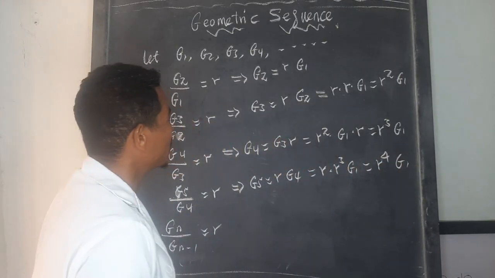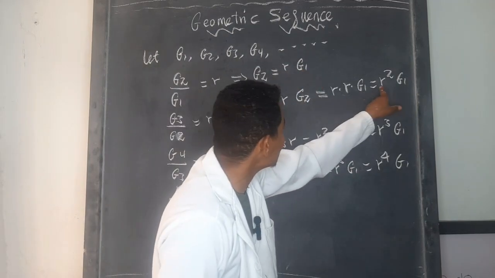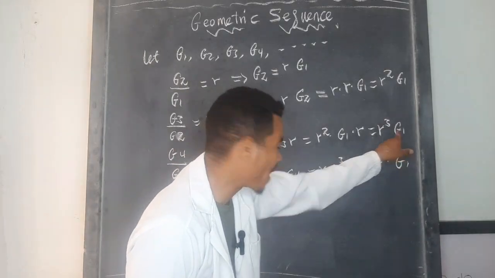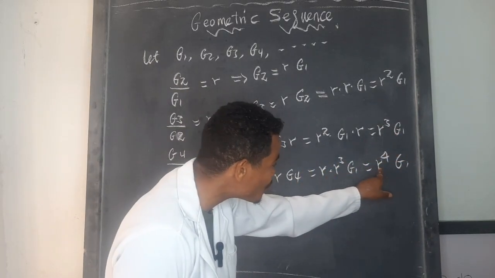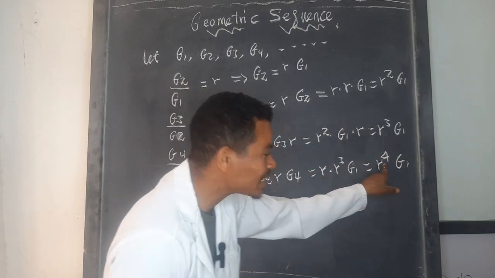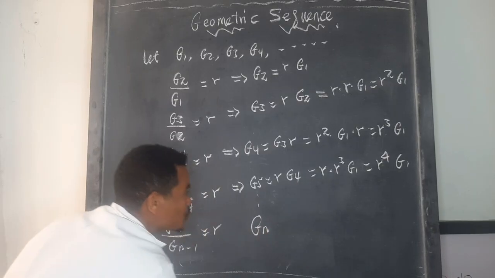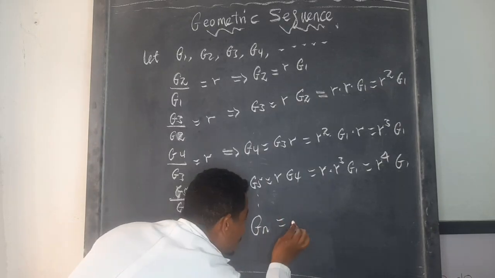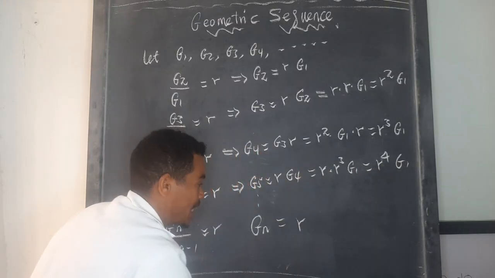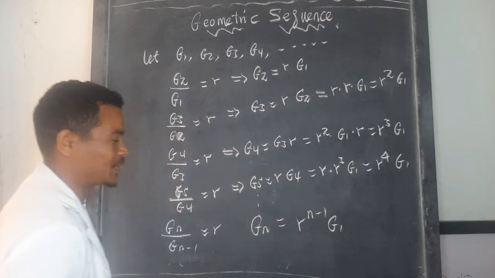So G2 is equal to R times G1, G3 is equal to R square times G1, G4 is R cubed times G1, G5 is R to the power of 4 times G1. Look, for G4 it is R to the power of 3, for G5 R to the power of 4. And it continues, so Gn, the nth term of a geometric sequence, is R to the power of n minus 1 times G1.